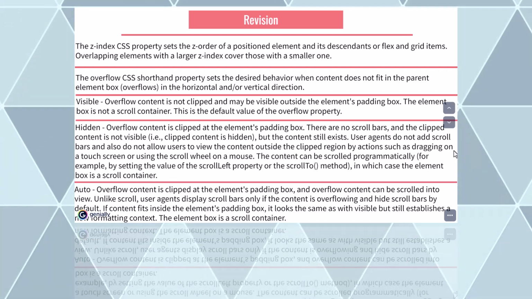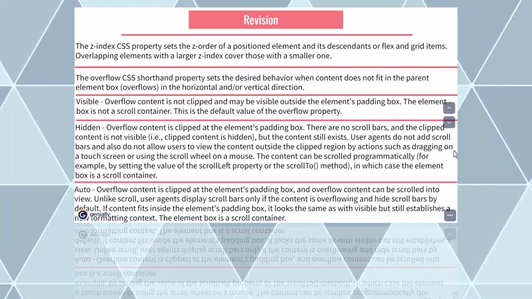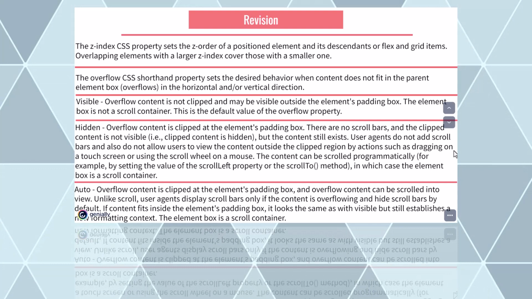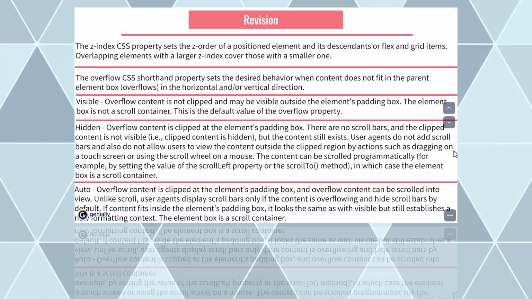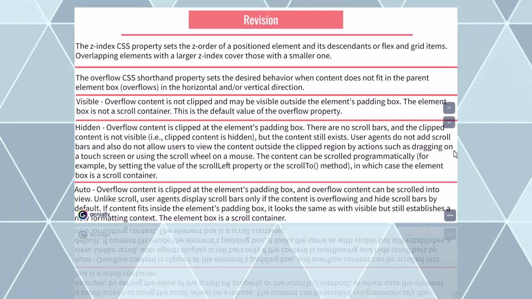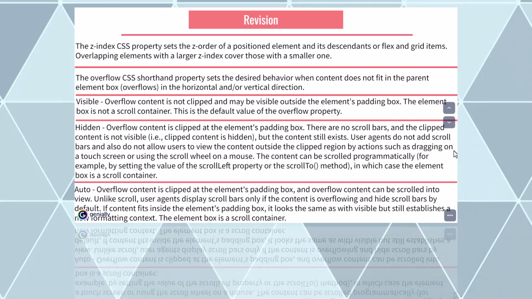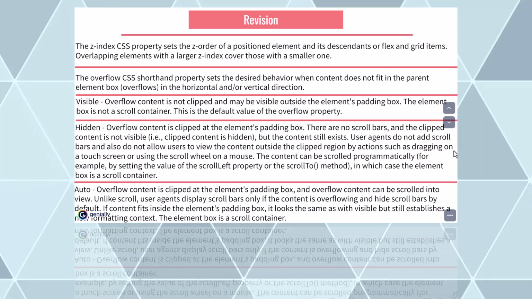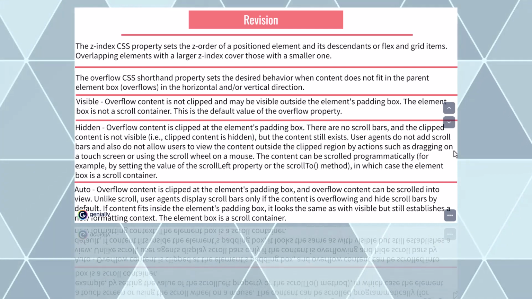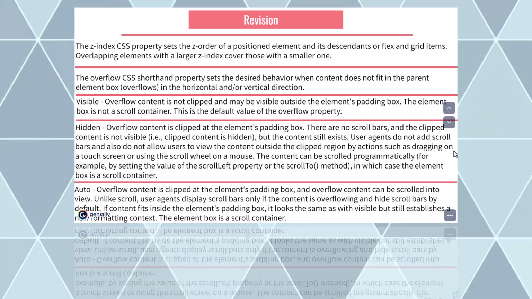Can you explain, starting from hidden, because we already did z-index, the overflow as a shorthand property, and visible. So, Cindy, can you explain what you understand, what you make out of the hidden value? And Sister will explain what she makes out of the auto value.